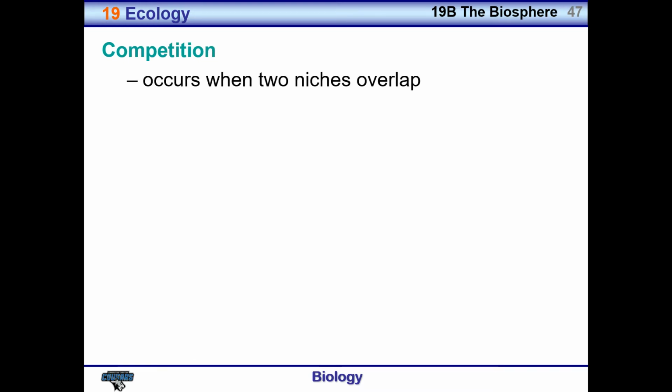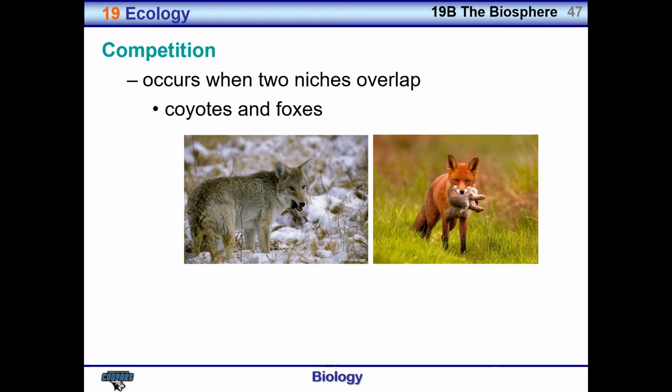Now, a competition will occur when we have two niches that overlap each other. For instance, the coyote and the fox. These two have similar niches. They eat similar animals. The fox on the right has a rabbit in its mouth, and so the coyotes also eat rabbits as well. So there's going to be a competition between those two.